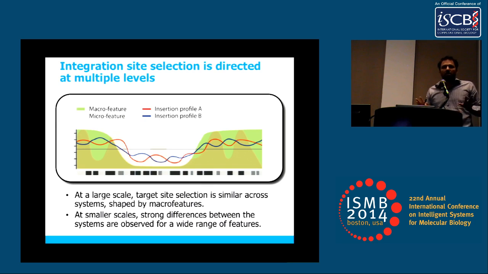Now this is the picture that emerges if you add this all up. Integration site selection is directed at multiple levels. At a large scale, target site selection is similar across the systems and is shaped by these macro features. And at smaller scales, there are strong differences between the two systems, observed for a wide range of features.